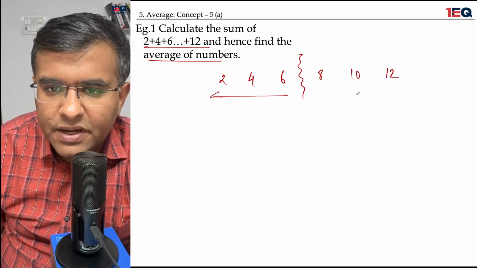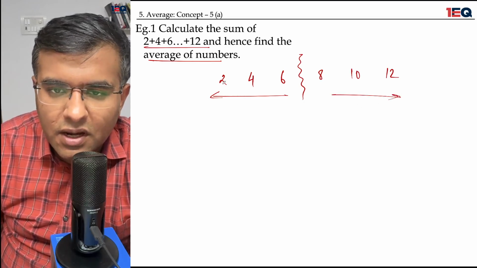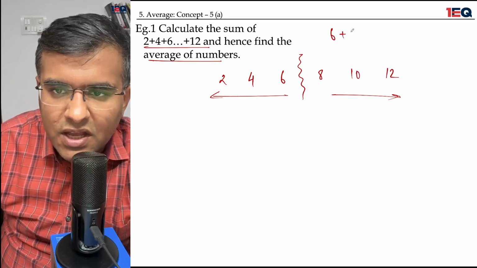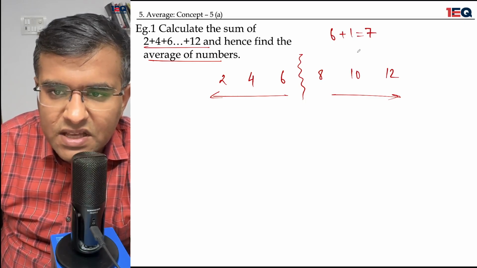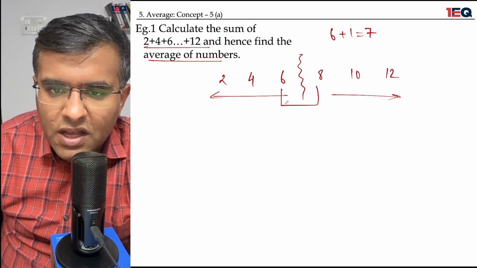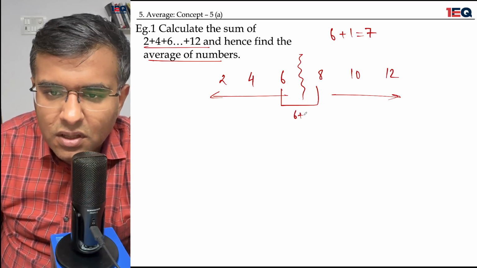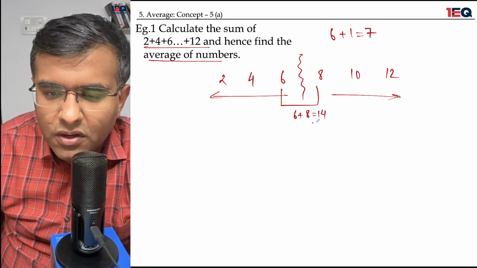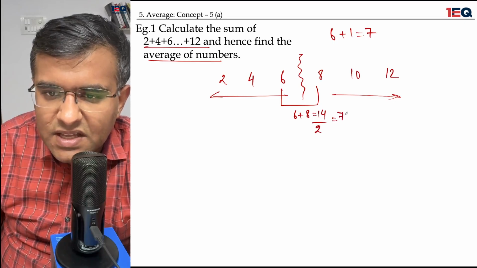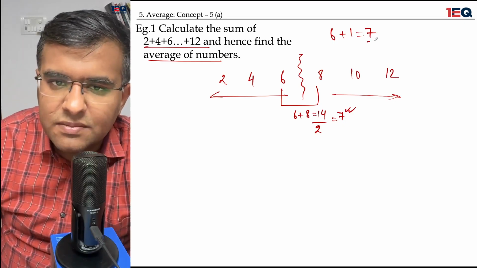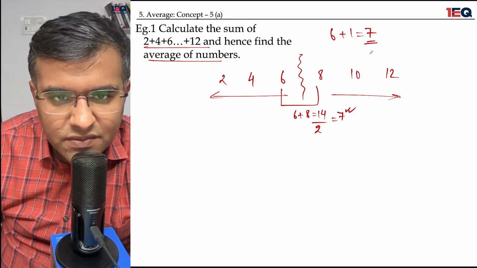Average is done by splitting them into 2 equal parts. There are a total of 6 terms, so the average is going to be 6 plus 1, which is 7. Or also the average of the two corner terms: 6 plus 8 is 14, 14 divided by 2 is 7, and 7 is my answer. So I have the average with me.